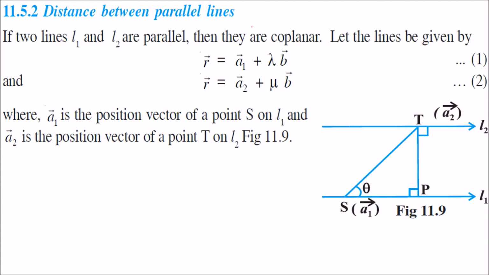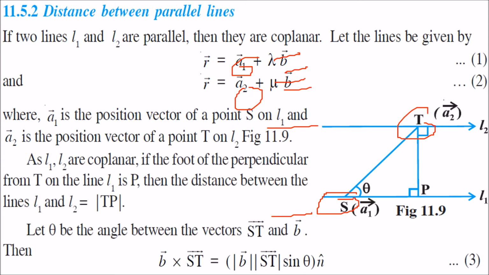Now how to find the distance between parallel lines? Now it becomes quite easy. Why? Because now this B becomes equal, because they are parallel. So if two lines L1 and L2 are parallel, they are coplanar. They will have the same B. So this A1 and A2 are the position vectors of point S on L1 and point T on L2 in this figure.